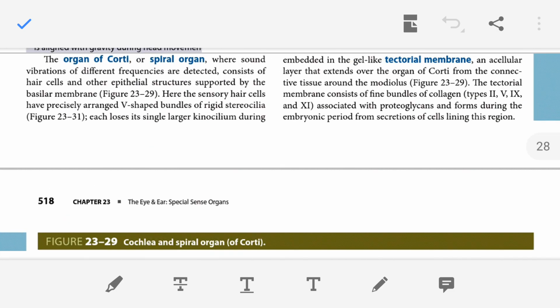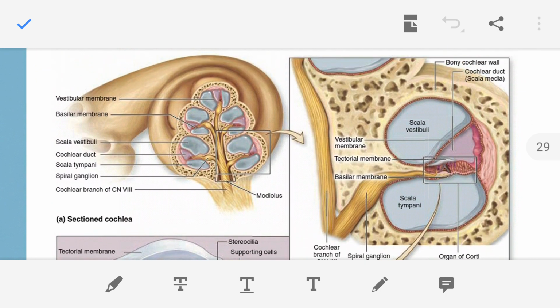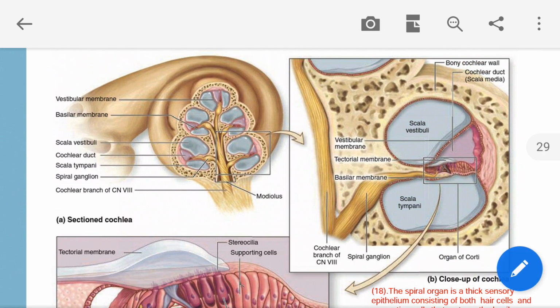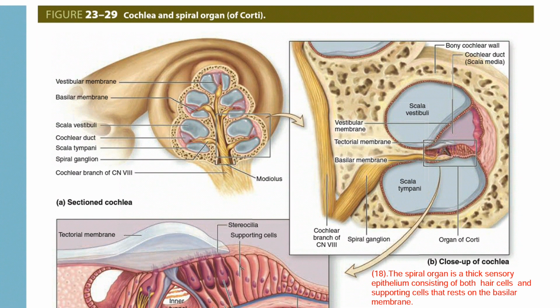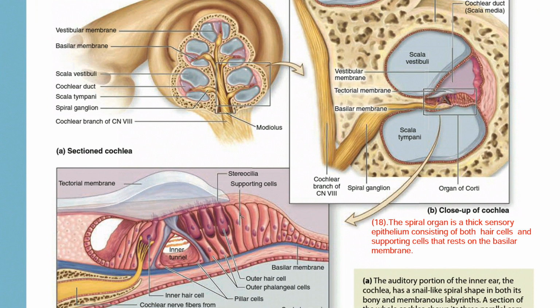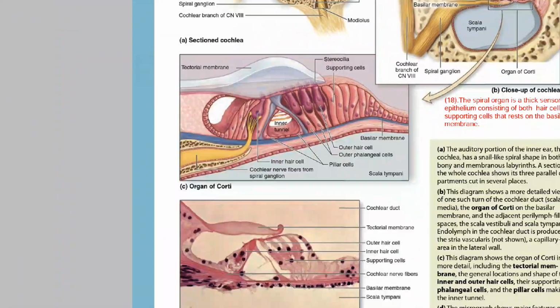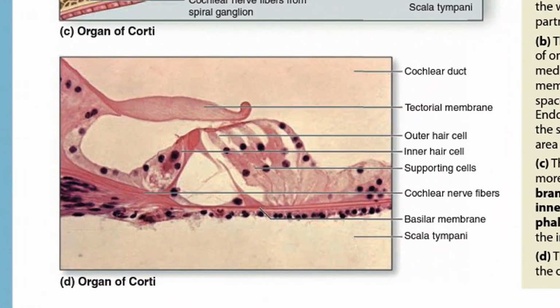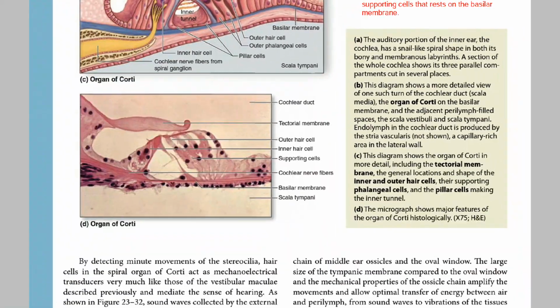Now point number 18. First, let me show you this figure. This figure is for the cochlea and the spiral organ, also known as the organ of Corti. You see this figure. Read all the names.